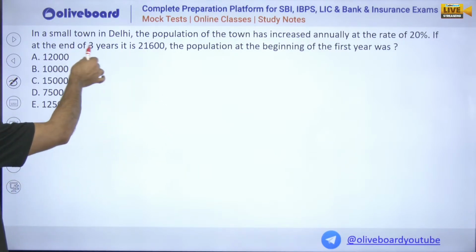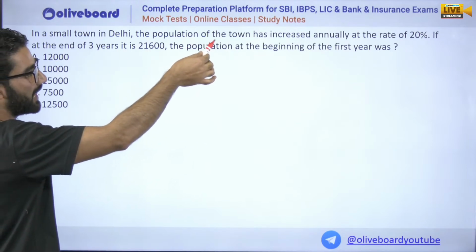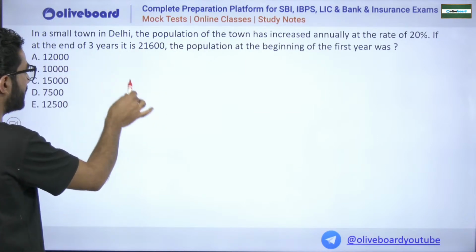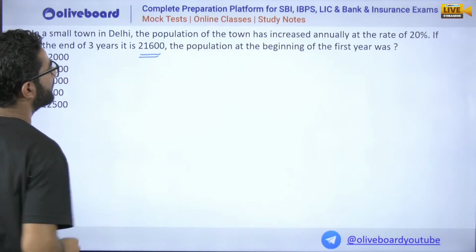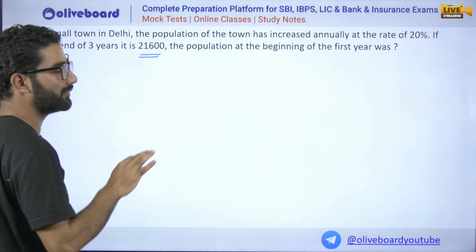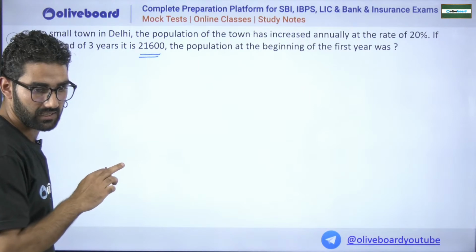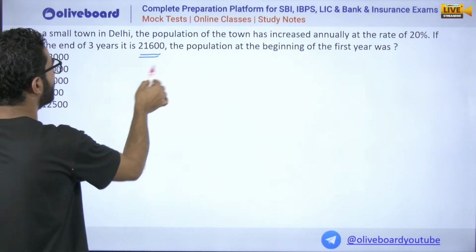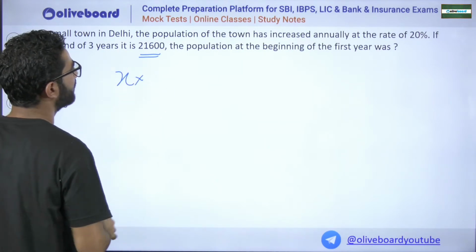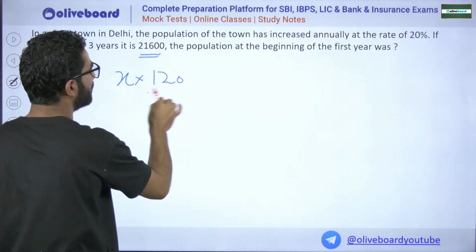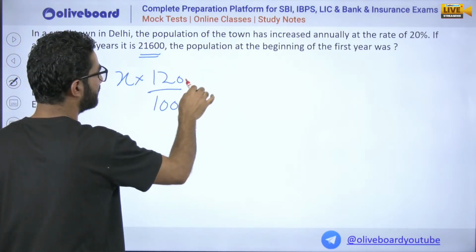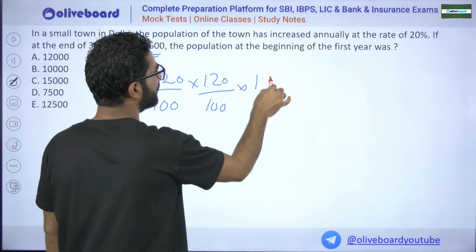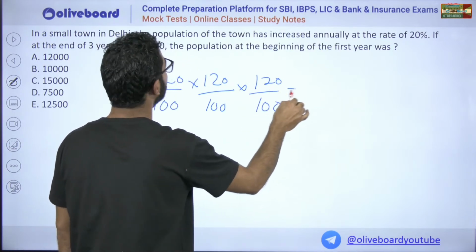We have a town in Delhi, and the population of the town has increased annually at the rate of 20 percent. At the end of 3 years, it is 21600. The population at the beginning of the first year was? Okay, I will just say how to solve this, then I will leave it. Let's say the population at the start will be X. We have a 120 percent increase for 3 years consecutively. That will be this for the first year, the second year, and the third year. And now the value is given, it is how much we have?